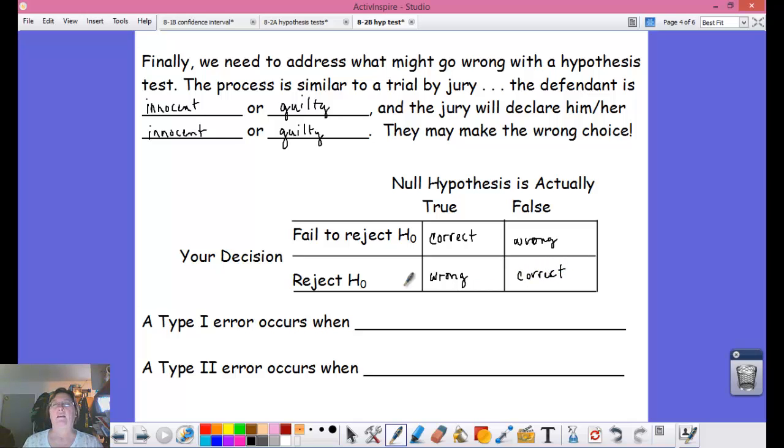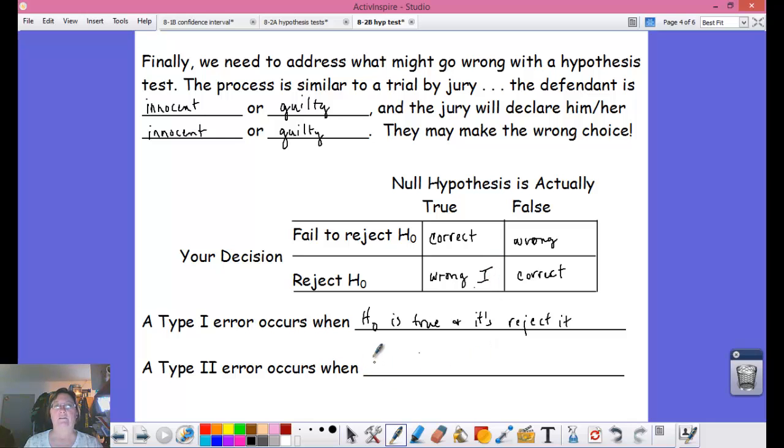All right? A type 1 error happens when H sub O is true and you reject it. It's called a type 1 error. H sub O is true and it's rejected. This is a type 1 error. I'm going to put a little 1 right there.